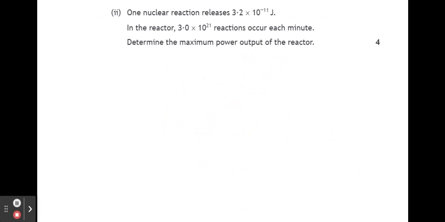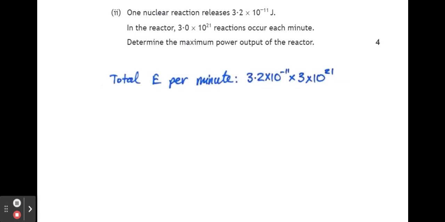Part 2. One nuclear reaction releases 3.2 times 10 to the power of minus 11 joules. In the reactor, 3 times 10 to the power of 21 reactions occur each minute. Determine the maximum power output of the reactor. So, first of all, one reaction releases 3.2 times 10 to minus 11 joules. But there are 3 times 10 to the power of 21 reactions occurring every minute. So therefore, we can find out the energy released per minute.